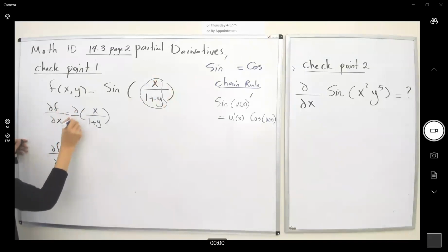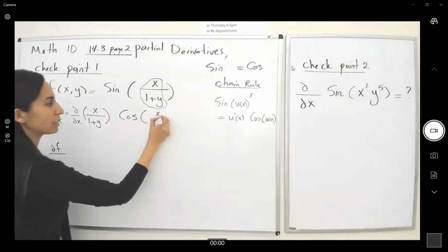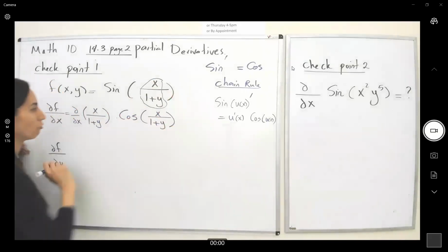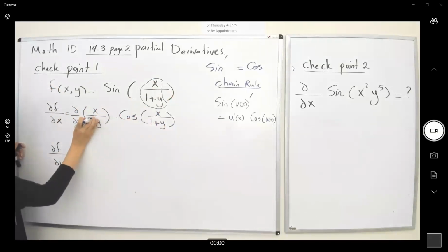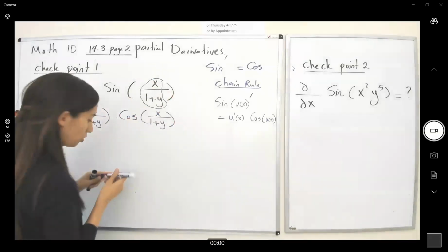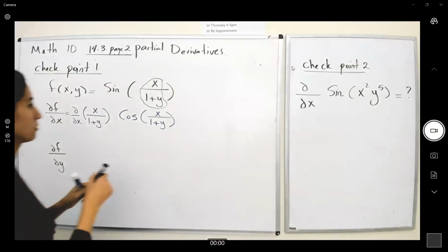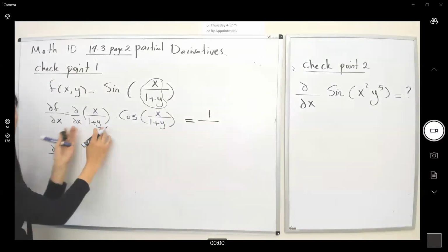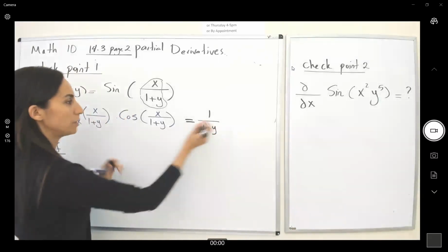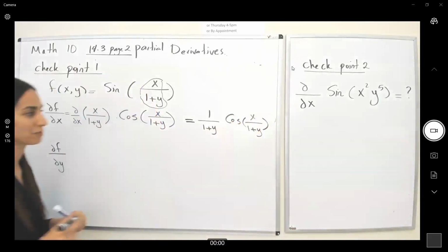You have the partial derivative with respect to x of the quantity inside the parentheses times cosine of x over 1 plus y. What's the derivative of x divided by a constant? It's just 1 divided by the constant 1 plus y, times cosine of x over 1 plus y.